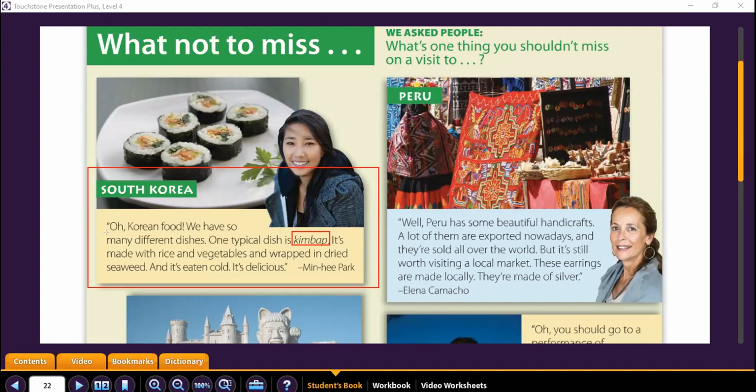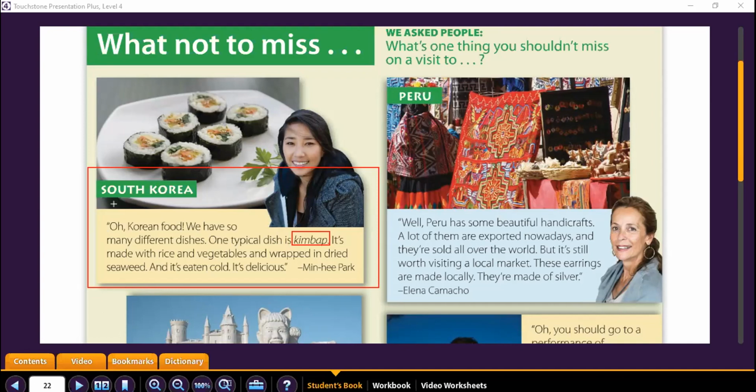Como les decía, cuando van a hablar de un plato, un objeto, un lugar que solo existe en esa cultura, en ese país, tienen que explicar de qué está hecho, de qué se compone, dónde se encuentra, ¿sí? Para que la gente pueda entender de mejor manera.